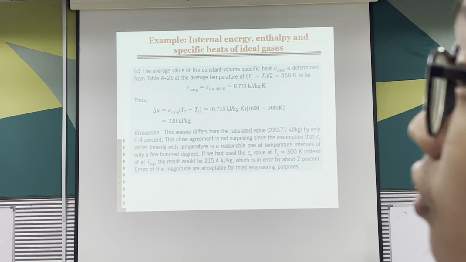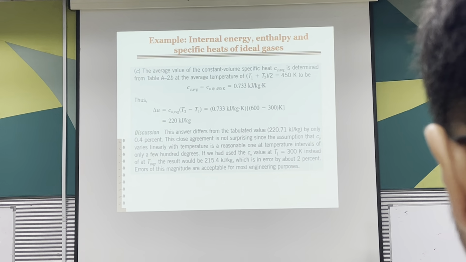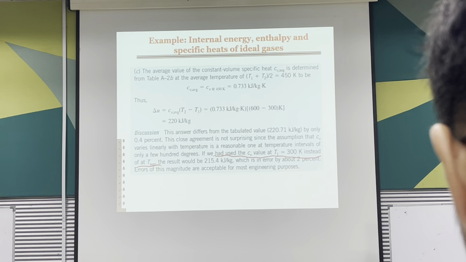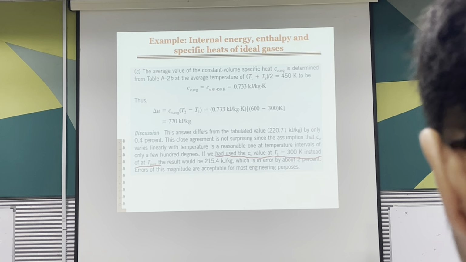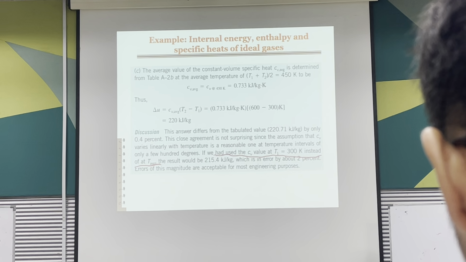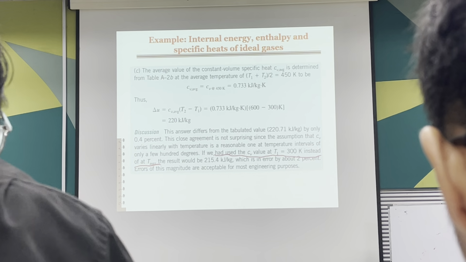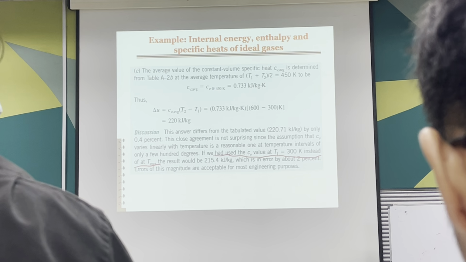So if we had used the CV value at T1 equals 300 Kelvin instead of T average, which is what we usually do because we got lazy, the result would be 215.4. You get 2% error, still acceptable. That's why we don't go through all the trouble to find the average. We just use the room temperature value at 300 Kelvin. Okay, so clear so far? Now I have shown you all three methods of looking for the change in internal energy.